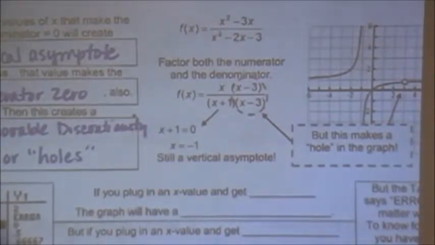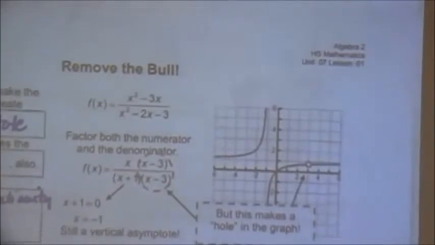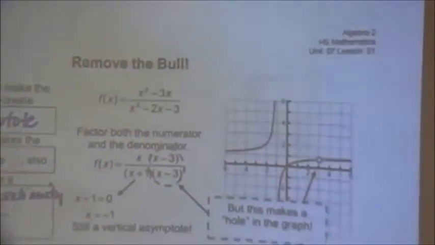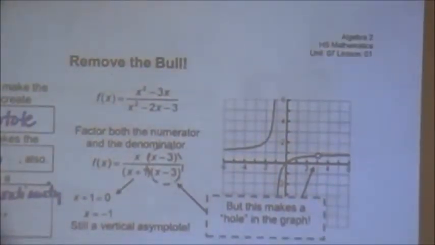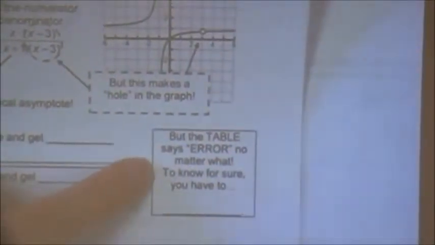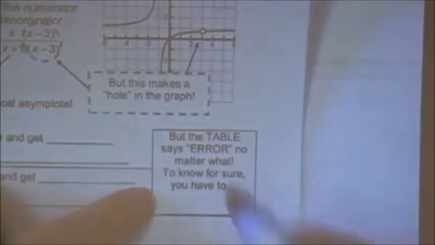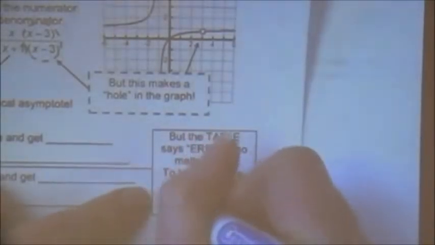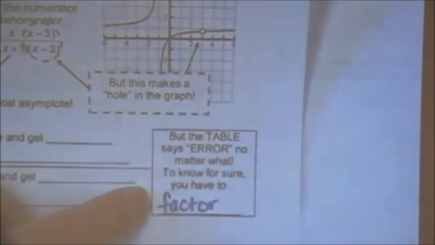Now, the way that you recognize a hole: if you were to plug this into your calculator and look for the error message, the table is going to say error whether it is a hole or a vertical asymptote. So you have to be able to tell the difference. So in order to know for sure, you have to factor. So factoring again with our rational expressions is hugely important.